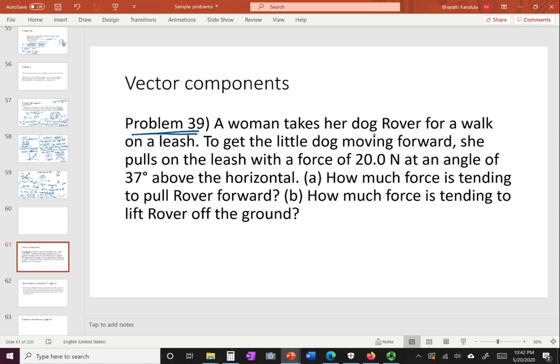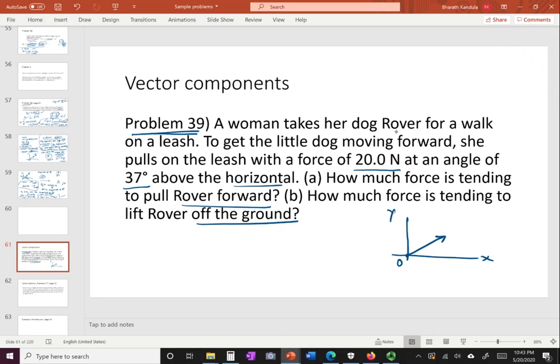A woman takes her dog Rover for a walk on a leash. To get the little dog moving forward, she pulls on the leash with a force of 20 newtons at an angle of 37 degrees above the horizontal. How much force is tending to pull Rover forward? How much force is tending to lift Rover off the ground? You see the two questions here. This is the x-axis, this is the y-axis. The dog is at the origin, for example, and a woman is pulling that dog using a leash, right?